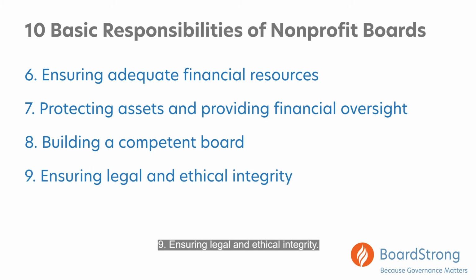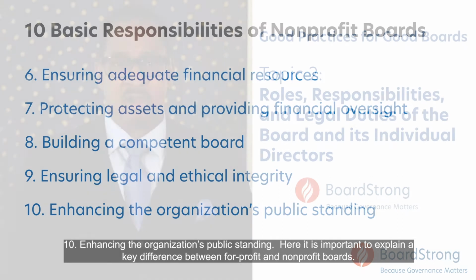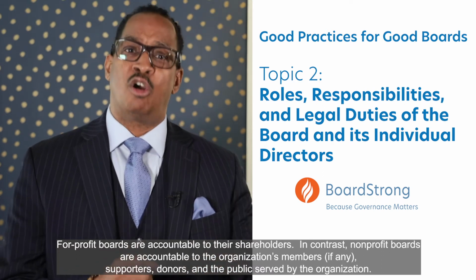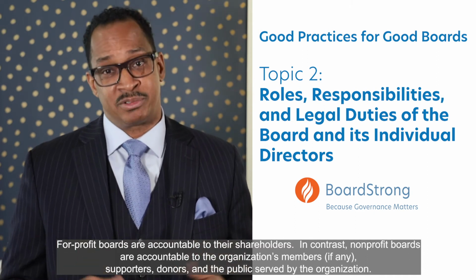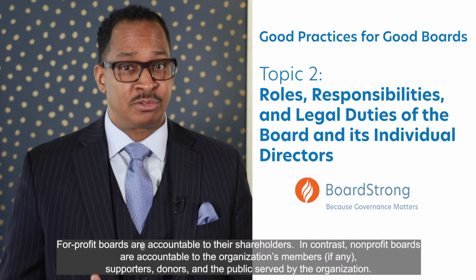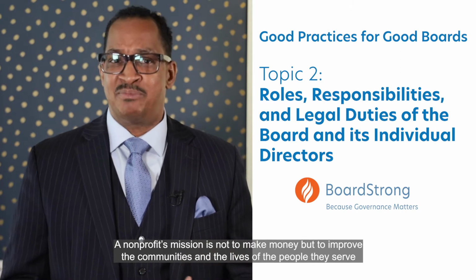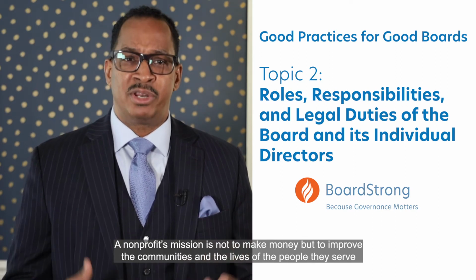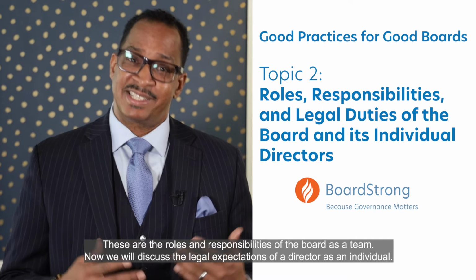Number 9, ensuring legal and ethical integrity. And 10, enhancing the organization's public standing. Here, it is important to explain a key difference between for-profit and non-profit boards. For-profit boards are accountable to their shareholders. In contrast, non-profit boards are accountable to the organization's members, if any, supporters, donors, and the public served by the organization. A nonprofit's mission is not to make money, but to improve the communities and the lives of the people they serve. These are the roles and responsibilities of the board as a team.